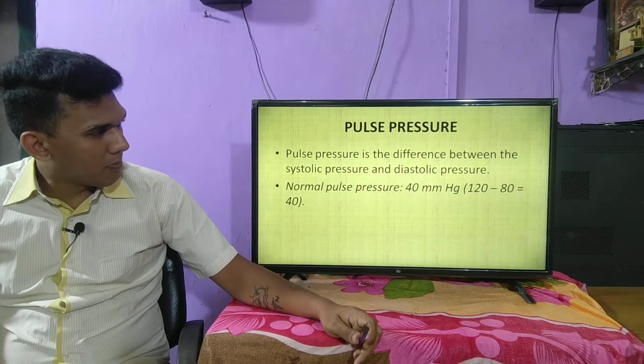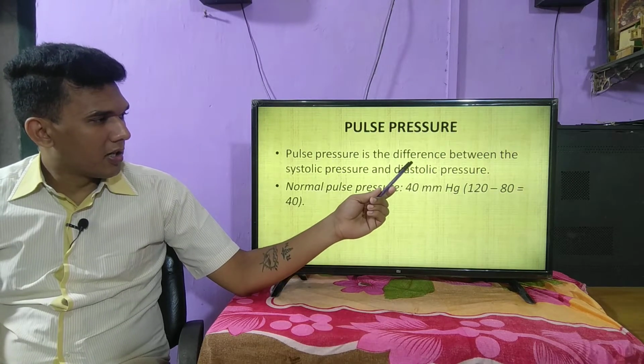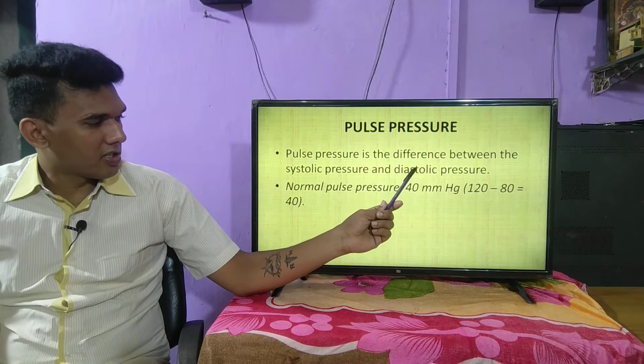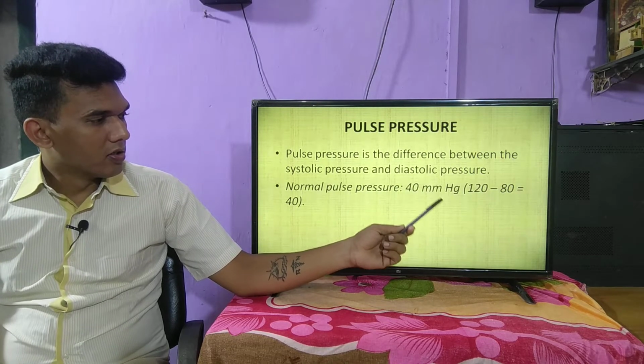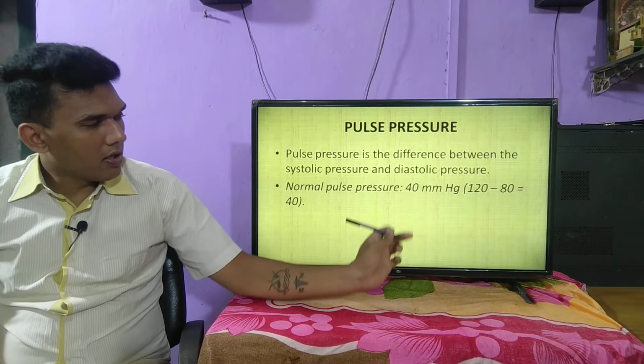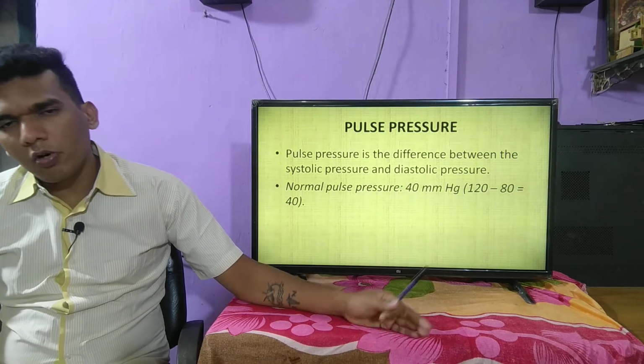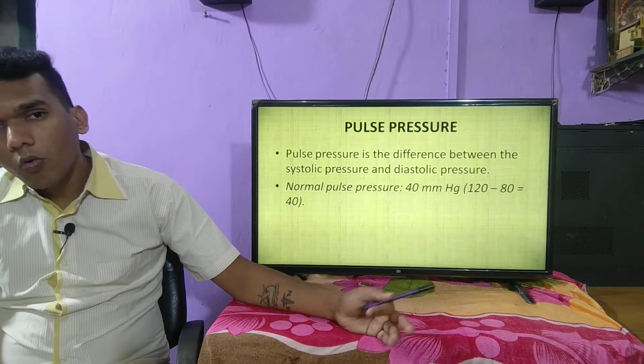Now we will see the pulse pressure. Pulse pressure is the difference between the systolic pressure and diastolic pressure. Normal pulse pressure is 40 mm of Hg, so 120 minus 80 is 40. That means normal blood pressure is 120 by 80, so pulse pressure is 40.